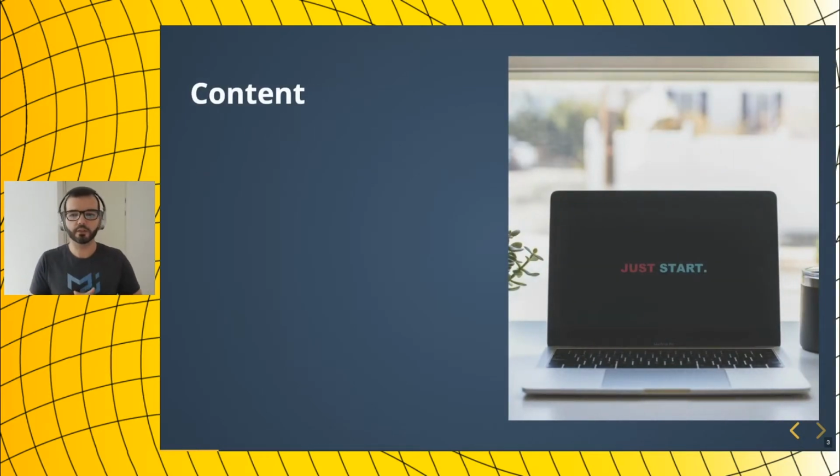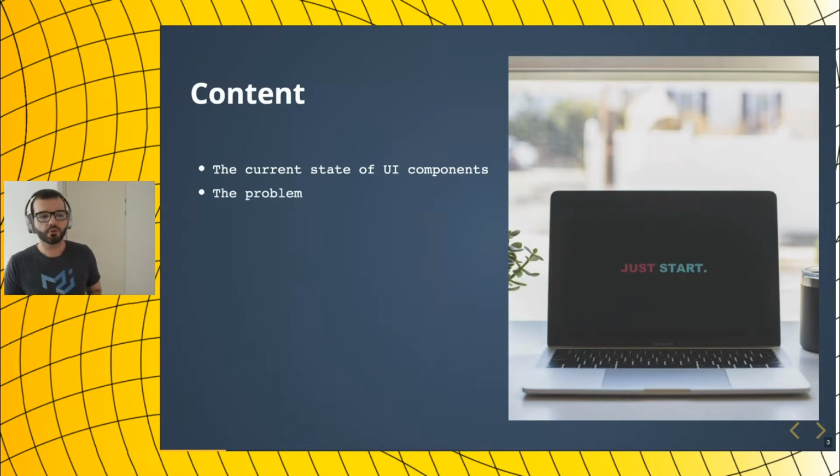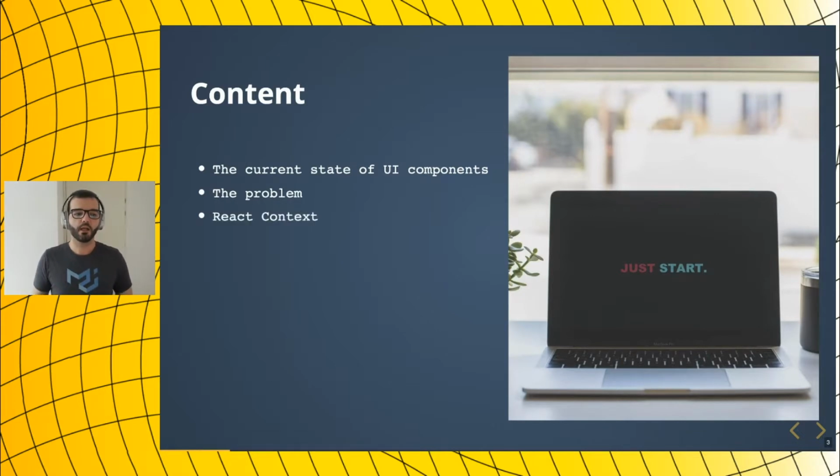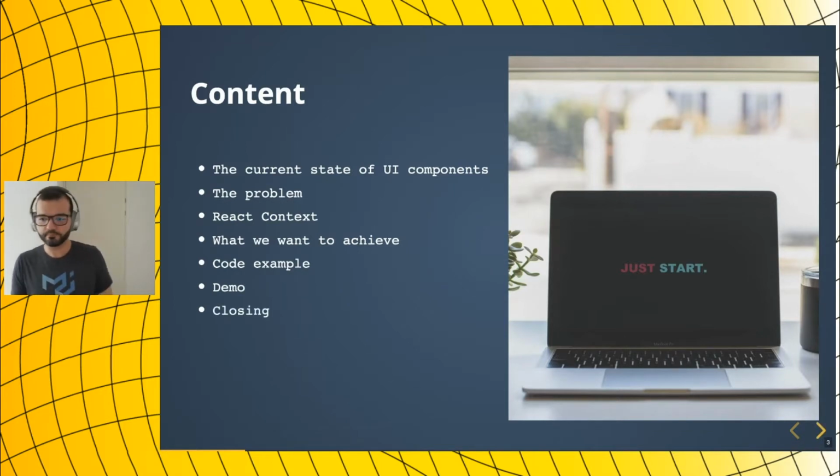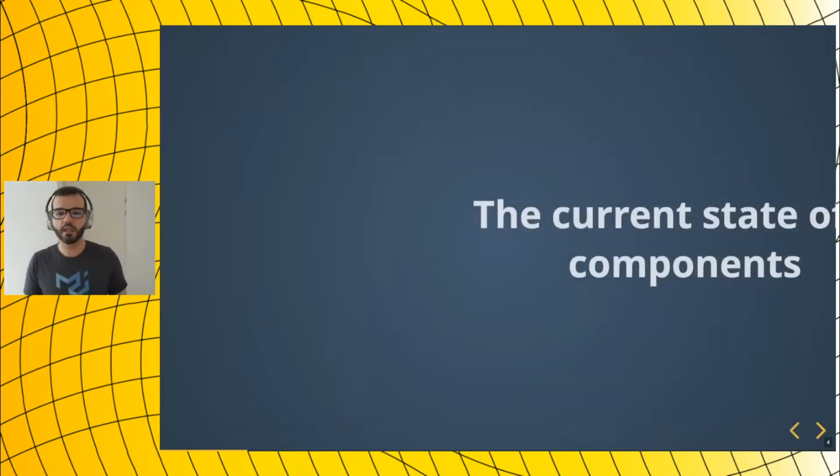So what are we going to be talking about today? Let's go through the bullet points. First things first, we'll check what the current state of how to create reusable UI components with React is. We'll check what problems you may have with the current approach. We'll have a brief overview of what React context actually is. Then we'll define the requirements of what we want to achieve in this talk. We'll have some live code examples. Hopefully they work. We'll have some demo, of course, and some closing words. Cool. So let's get cracking.